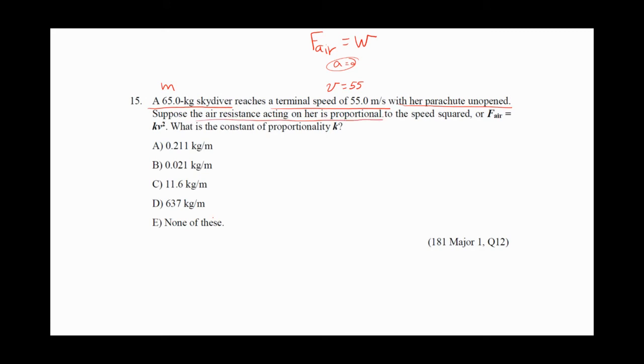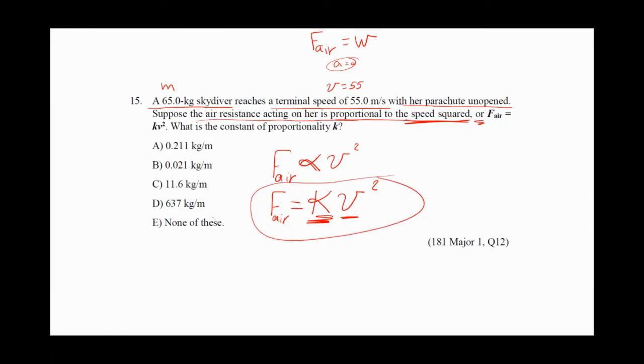Suppose the air resistance acting here is proportional to the speed squared. We said that before. The air resistance is proportional to the speed squared, or the air resistance equals K times V squared. You know that if two variables are proportional to each other, that means the first variable equals a constant times the second variable. I think you studied that in mathematics. If you didn't, now you know it. This is the law of proportionality.